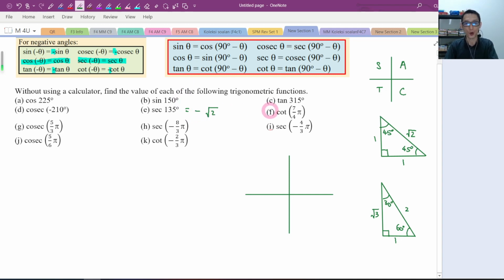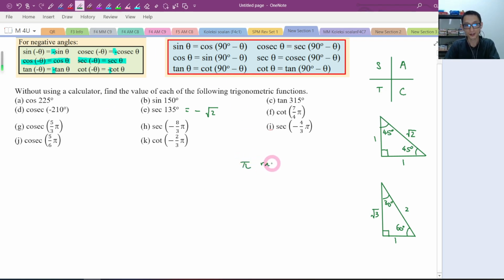Okay, next let's go to this trigonometric function, but this time the angle is given in radian. When you see pi like this, it means that this angle is in the unit of radian, 7/4 pi radian. If an angle given in radian makes you confused, you can change it to degree first. Later on, I will show you how to change it to degree first, and then just do what we did just now.